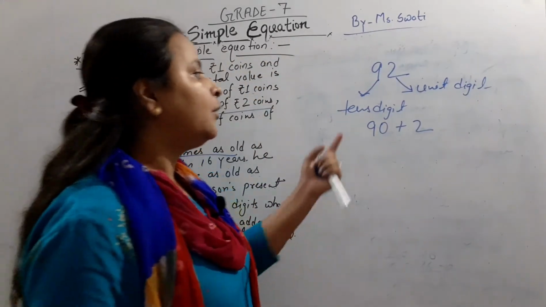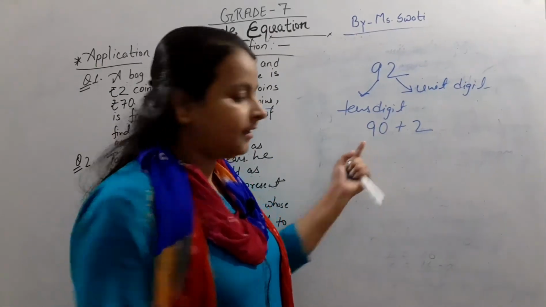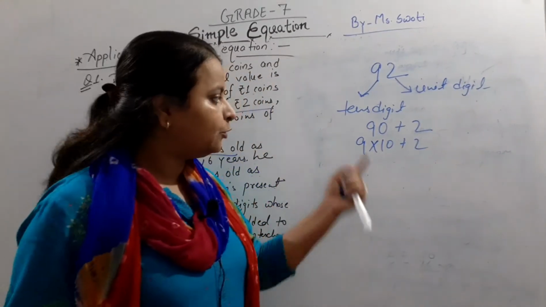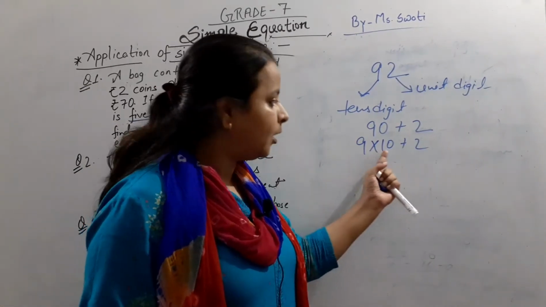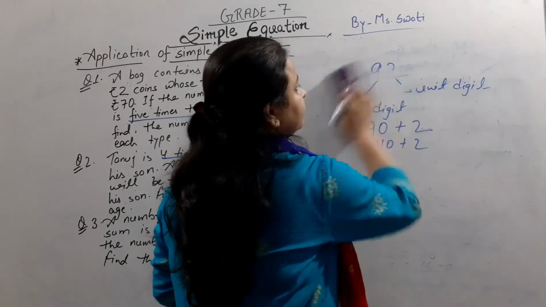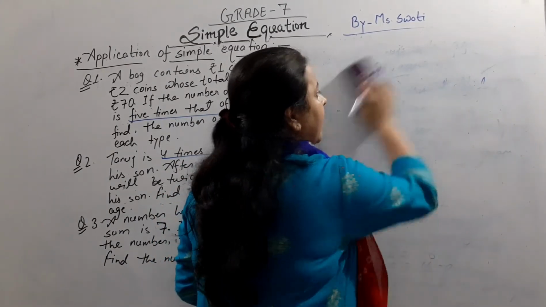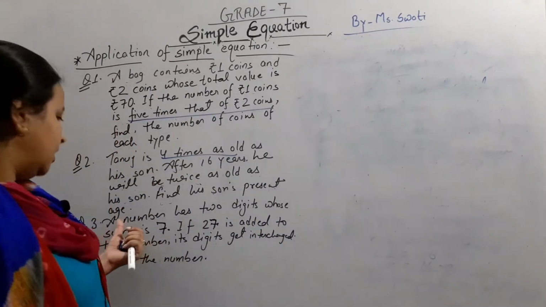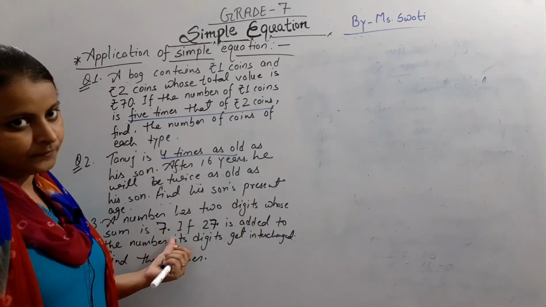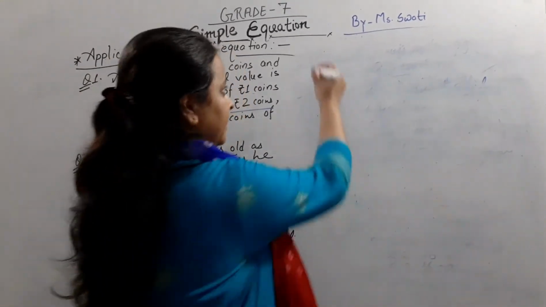It means we have to multiply the tens digit number with 10. 9 into 10 plus 2. What we do? We multiply the tens digit number with 10 and then add the unit digit number. Okay? So, the question is a 2-digit number. A number has 2 digits whose sum is 7.